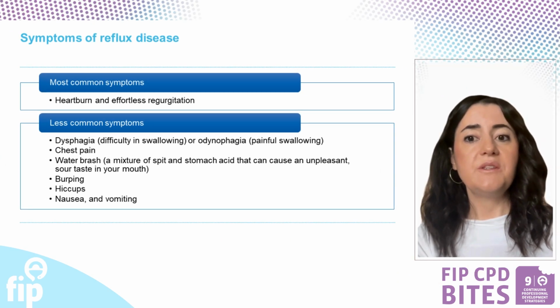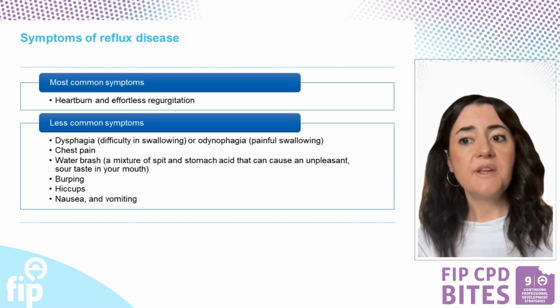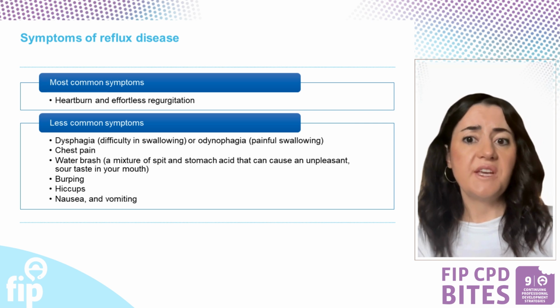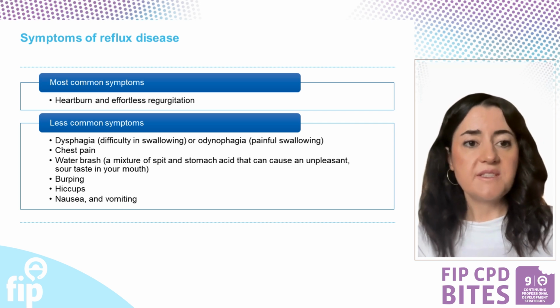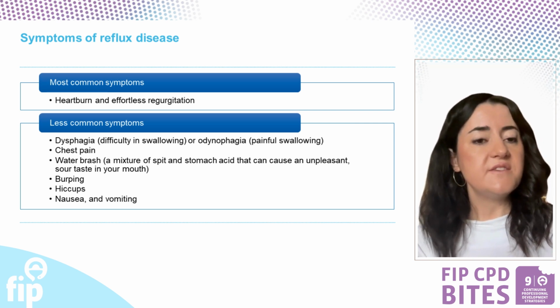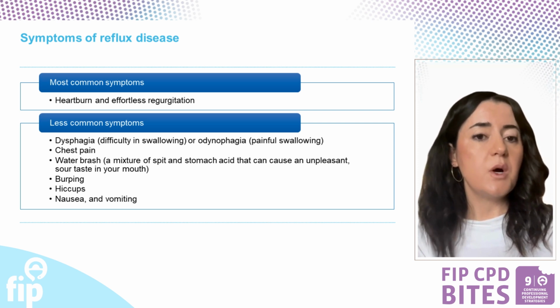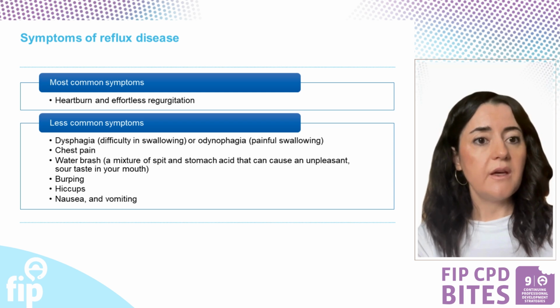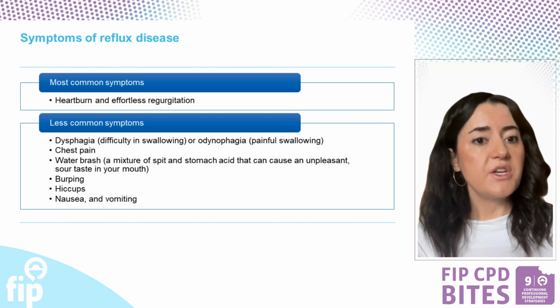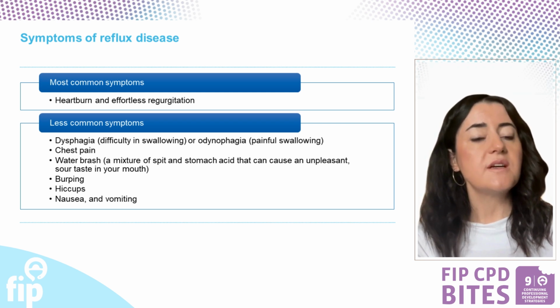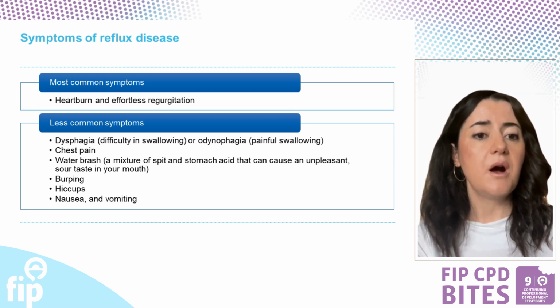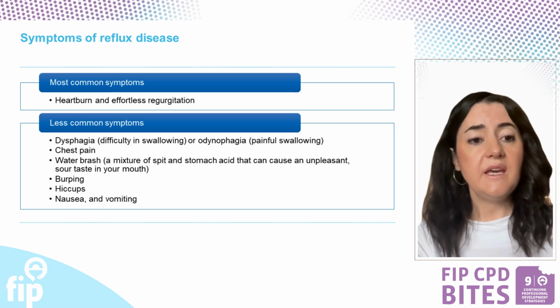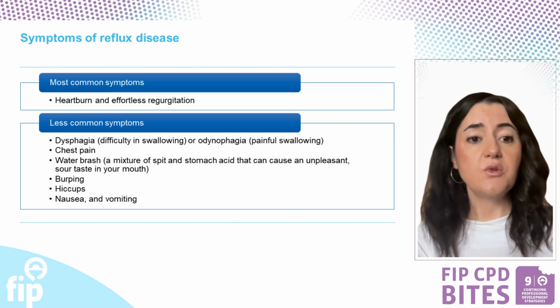Most patients with GERD present with heartburn and effortless regurgitation. Less common symptoms include dysphagia or difficulty in swallowing, also odynophagia, which means painful swallowing, chest pain, water brash, or a mixture of spit and stomach acid that can cause an unpleasant sour taste in the mouth, burping, hiccups, nausea, and also vomiting.